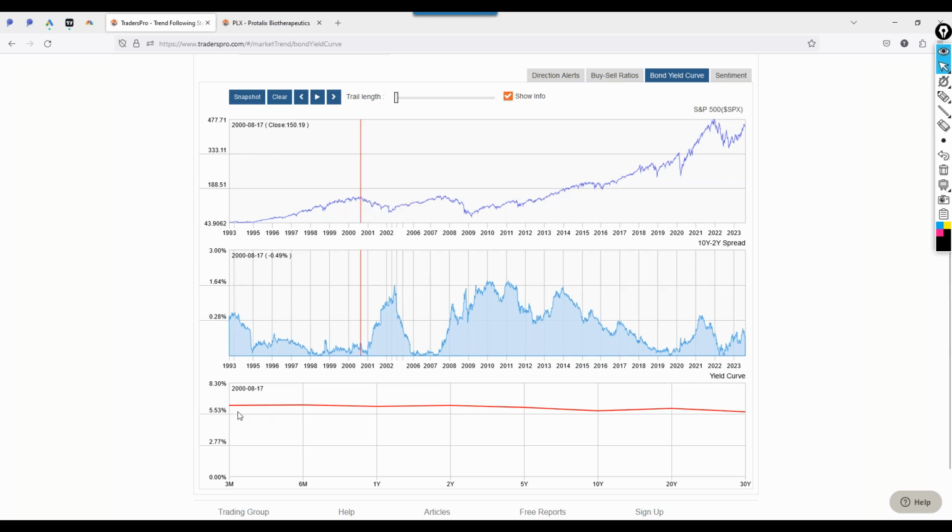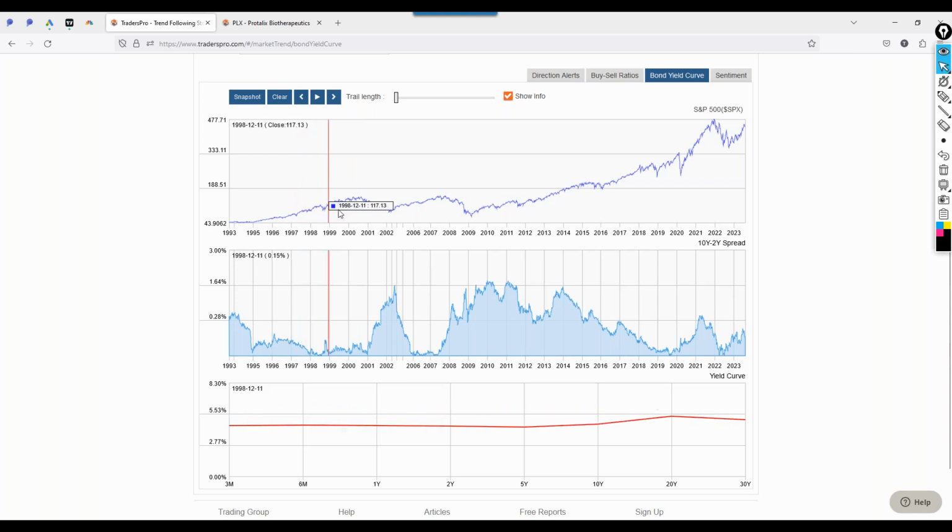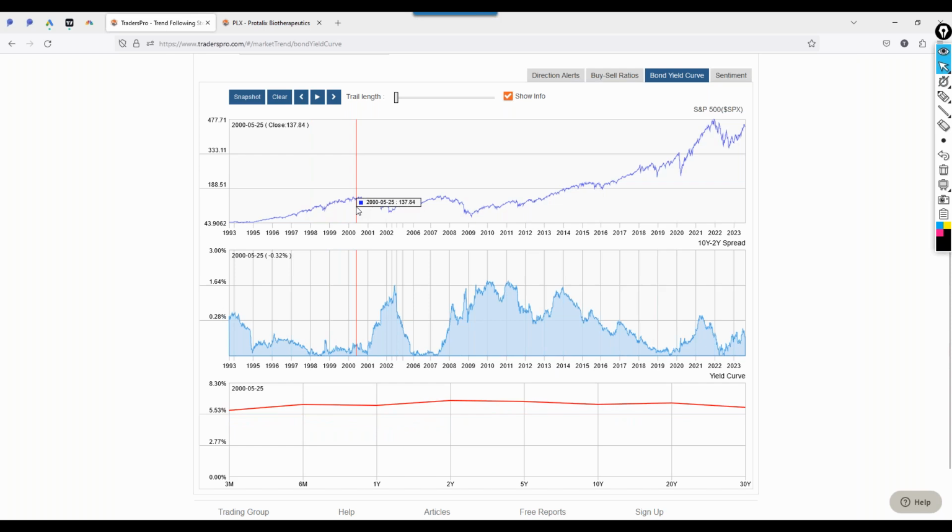So if you have an inverted yield curve, remember that the stock market is forward-looking. The stock market is looking ahead. So the stock market is not looking at recession quite yet, but the bond yield curve is showing that there probably will be a recession. So this is back in 2000. And I started trading about right here, 97, 98, caught the tail end of that dot-com boom.